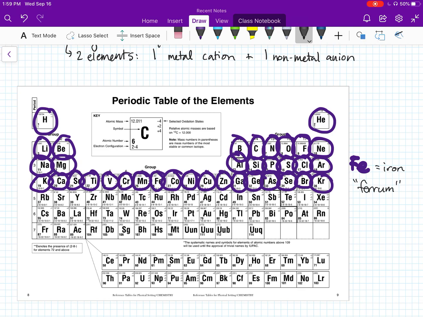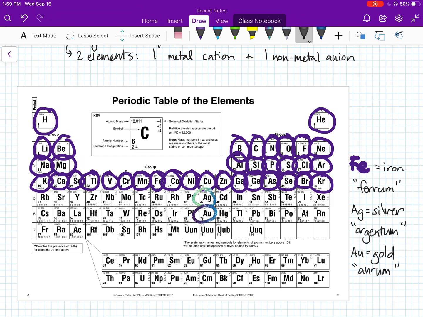What else can we say? A few other names that you might want to know, for example, silver and gold. Those also come from Latin roots. You'll notice a lot of the metals have names that are of Latin origin. So Ag is silver, and that comes from the Latin argentum, like money. Au is gold, and that comes from the Latin aurum.